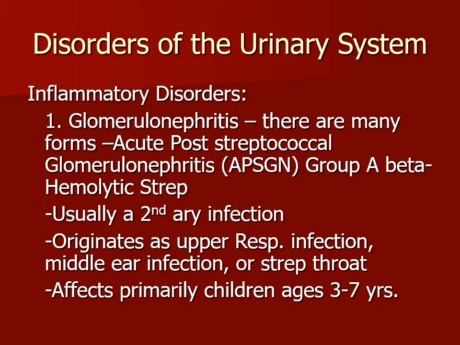More disorders, inflammatory disorders: glomerulonephritis. There are many forms, but we're going to focus on acute post-streptococcal glomerulonephritis. That's a mouthful, APSGN. It's caused by group A beta hemolytic strep, and it's usually a secondary infection. It originates as an upper respiratory infection or middle ear infection, strep throat, and generally affects children between the ages of 3 and 7 years, and especially boys.